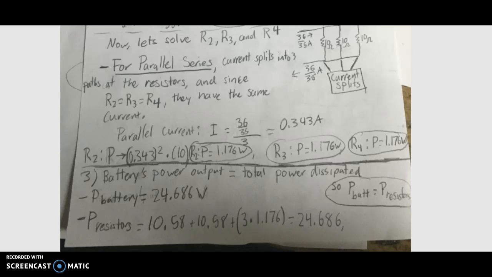In the second step of the problem, we found the power of each individual resistor. Now, to find the total power dissipated, let's just add them up. So that's R1 of 10.58 plus another 10.58, so that's resistors 1 and 5, then plus 3 times 1.1 watts, because there were R2, R3, and R4, and we're left with 24.686 watts. Believe it or not, 24.686 is equal to 24.686. So the power of the battery is going to end up equaling the power of the resistors.